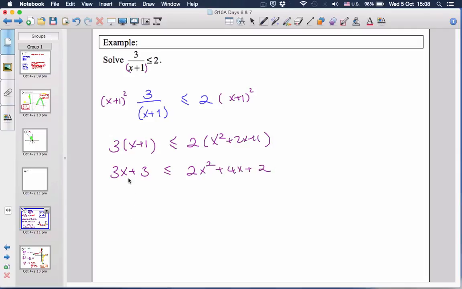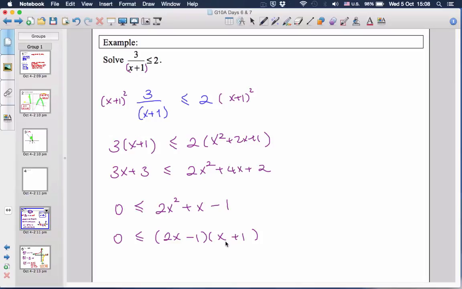And then I'm going to subtract 3x plus 3 from both sides. So 0 is less than or equal to 2x squared plus x minus 1. And you would get 2x minus 1 times x plus 1. That way you get, yeah. Now, we got to here. We know when it is equal to 0.